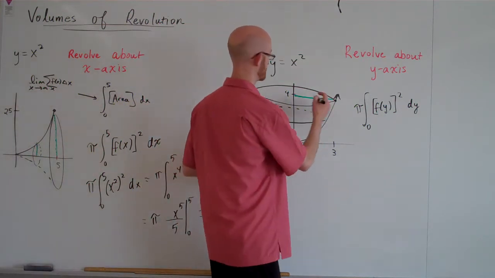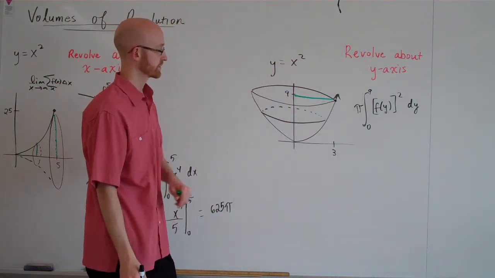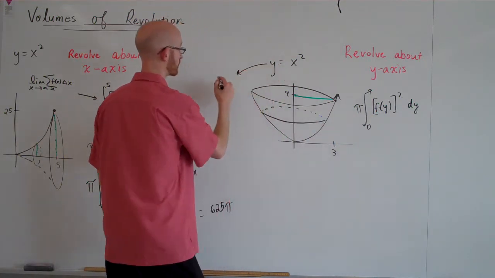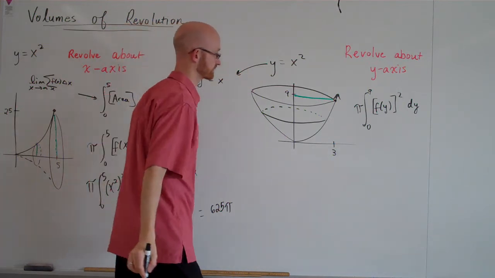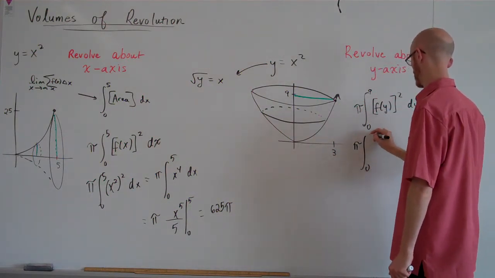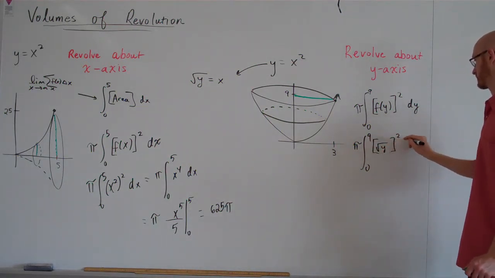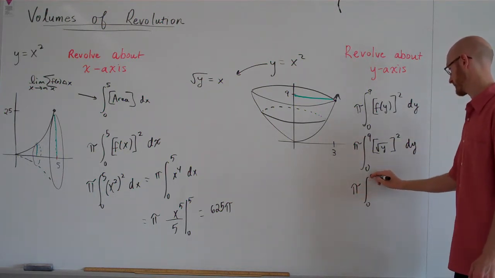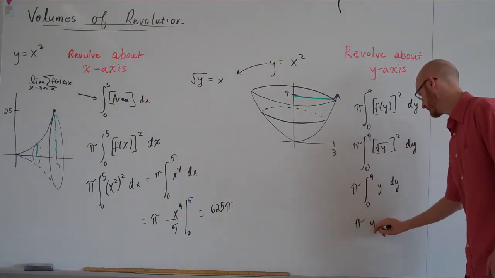So now to deal with the limit, we're going to be slicing from the top all the way down to 0, and the top in this case is 9. So we're going from 0 to 9, but we need to write a function of y, which means here we need to take the square root of both sides, so we get root y is equal to x. And now when we integrate, it'll be pi times the integral from 0 to 9 of root y squared dy. And that's pi times the integral from 0 to 9 of y dy. And then you go from there.